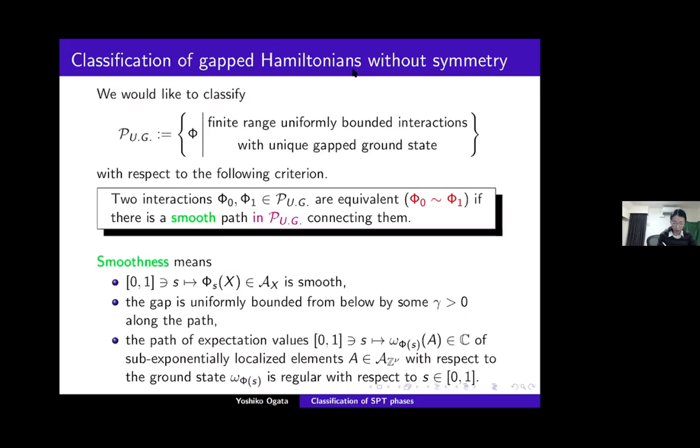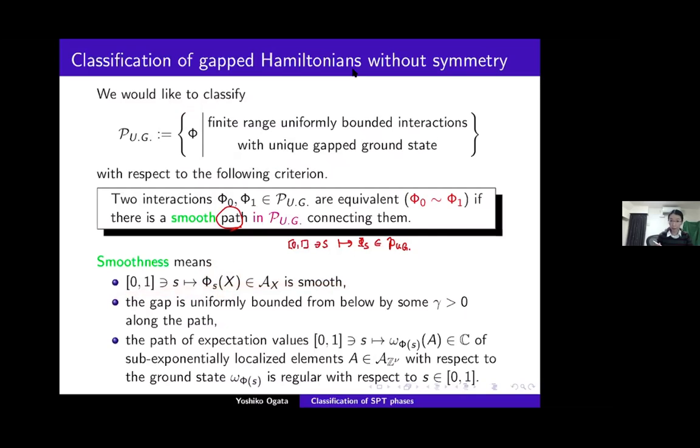So let me specify a little bit more what I mean by smooth. First of all, we are considering some paths, parameterized by the 0-1 interval. So for each s, there is some interaction phi(s), which is inside of this set. And the first condition says the following: for each finite X fixed, we get a path of a matrix valued function on the 0-1 interval, and we require that this should be smooth.